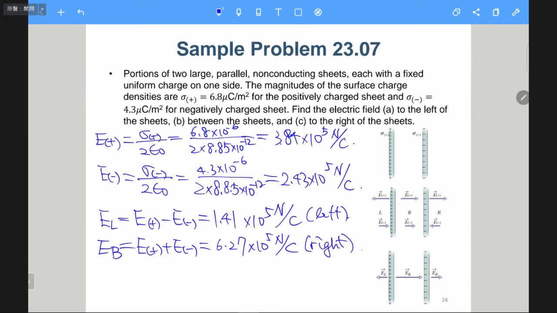And then for part C, E right is this one. So we have E plus pointing to the right side, E minus pointing to the left side. So we have E plus minus E minus, which is 1.41 times 10 to the fifth power Newton per Coulomb, pointing to the right side.